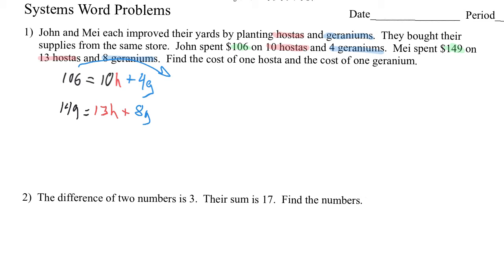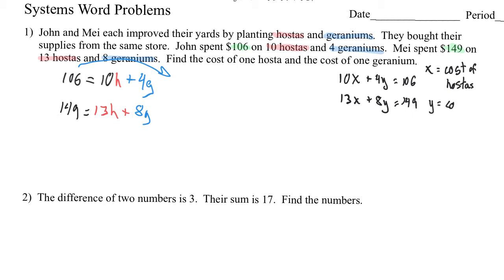If you do, okay, let me show you what that could look like. If you have 10x plus 4y equals 106 and 13x plus 8y equals 149. But if you do that, you also want to say what x stands for and what y stands for. So x is the cost of the hostas, and y is the cost of the geraniums.